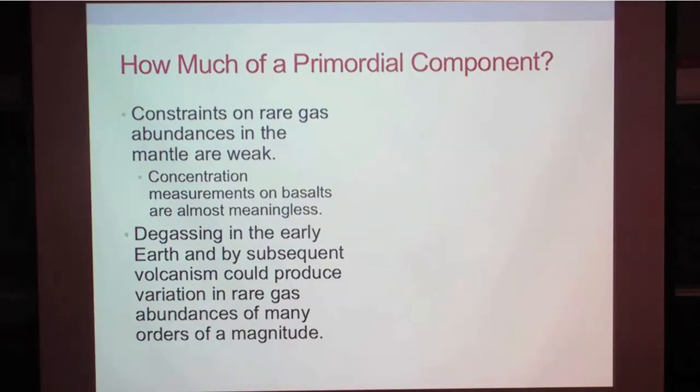That's a good question. Constraints on rare gas abundances in the mantle are weak, not non-existent, but weak. In basalts, for example, we can measure these isotope ratios, but the concentration ratios are meaningless. Degassing in the early Earth and subsequent volcanism could produce variations in rare gas abundances by many orders of magnitude. So basically, we don't have too much of an idea.